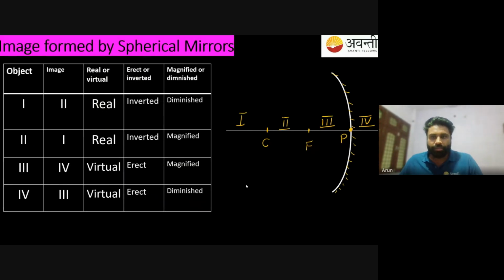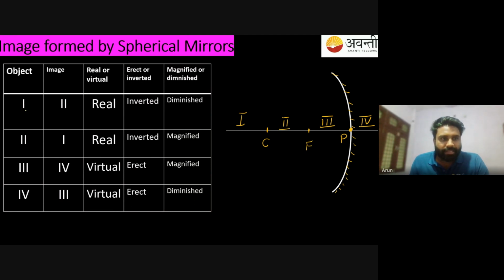Okay, so here we have the image formed by a spherical mirror. I have summarized this. ठीक है, अलग अलग ड्रॉ करने से बेहतर है, we would have a summarized view of it. ठीक है, so firstly I will discuss this column. ठीक है, so please pay attention to this.